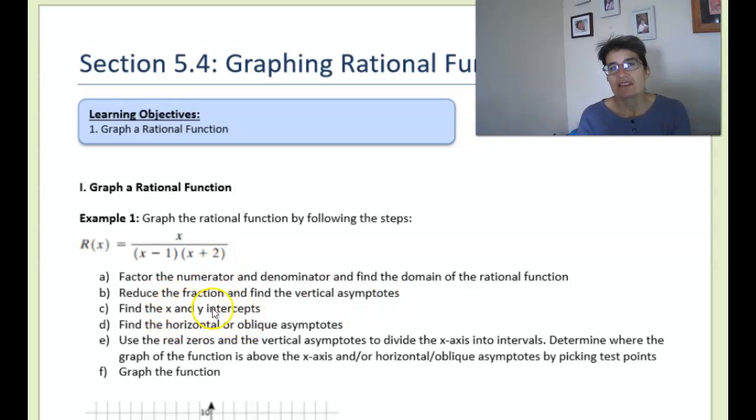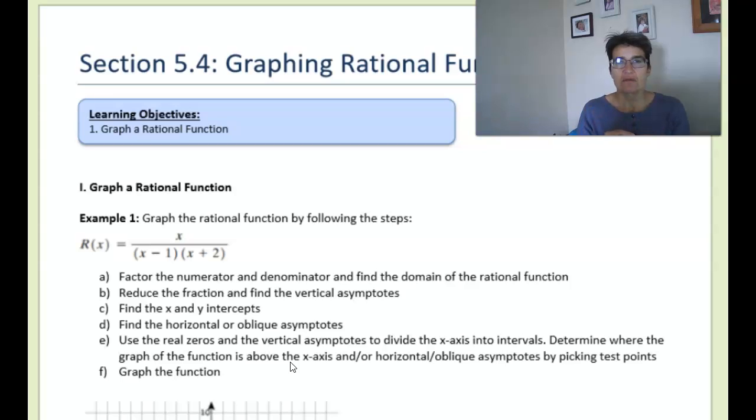Then find intercepts. That will give us some points of reference. You want to find any horizontal or oblique asymptotes. So basically we're building the structure, like the scaffold, with the asymptotes. The x and y intercepts are going to come from the zeros, but then you use your zeros and vertical asymptotes to divide up your x-axis into intervals. And then you can pick test points to see where the parts of the graph are.